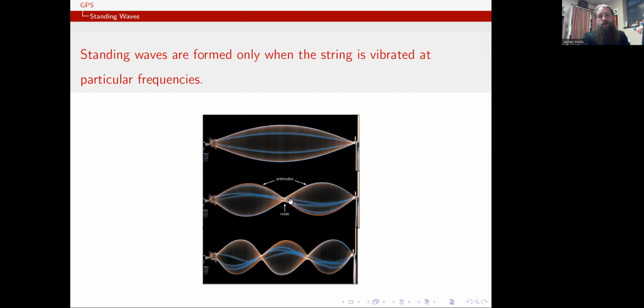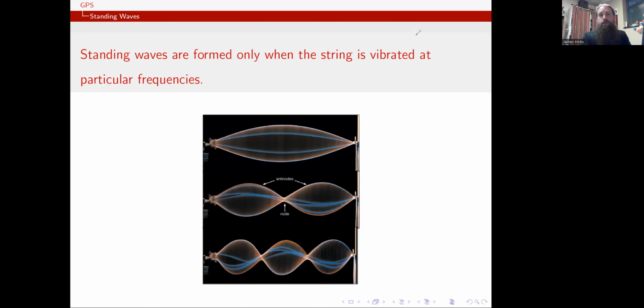Anyway, what you have are regions where this string does not move at all. Those are called nodes. In this middle picture, here's a node. You always have nodes at the 2 ends. The bottom picture is a more complicated standing wave where you have 2 nodes in the middle, and you still have to have nodes at either end. The places where you have maximum displacement, like in the middle, those are called antinodes.